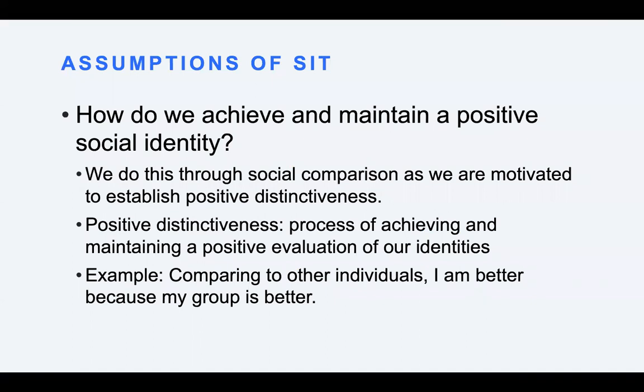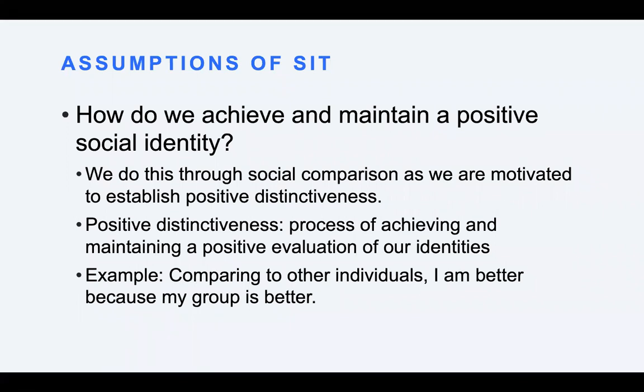The second question that social identity theory poses is, how do we achieve and maintain a positive social identity? So we do this through social comparison as we are motivated to establish positive distinctiveness. Positive distinctiveness is the process of achieving and maintaining a positive evaluation of our identities. So for instance, comparing to other individuals, I am better because my group is better. That is establishing positive distinctiveness.